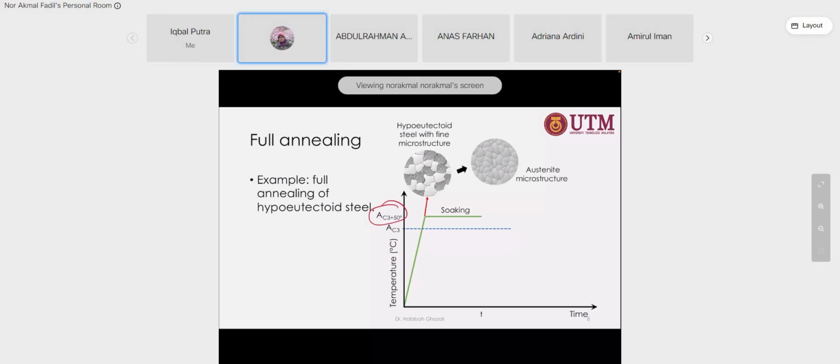Right, for the hypoeutectoid steel, you increase to this temperature. What happens is it becomes a different microstructure, and it is austenite. So the soaking time takes some time to allow sufficient, complete transformation into the austenite microstructure. That is the reason you need to choose above AC3, because we want to obtain the austenite microstructure.